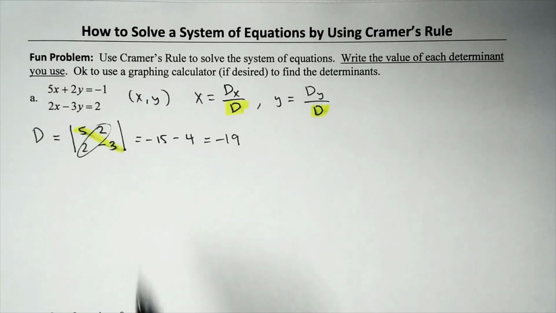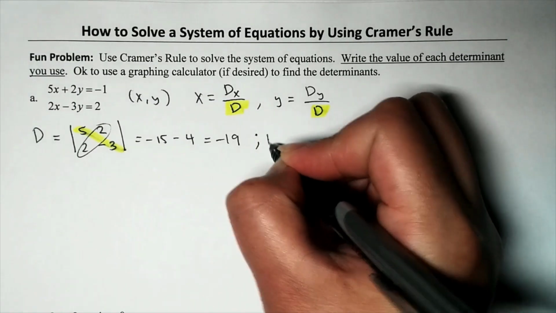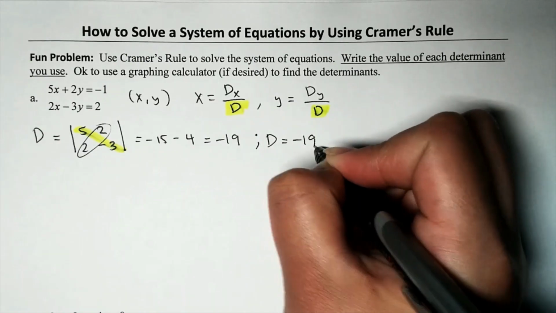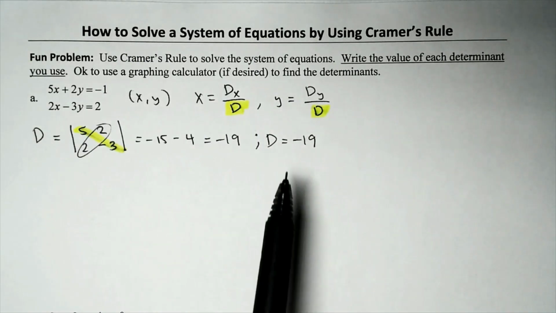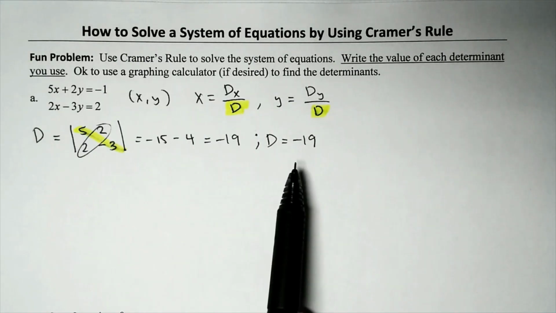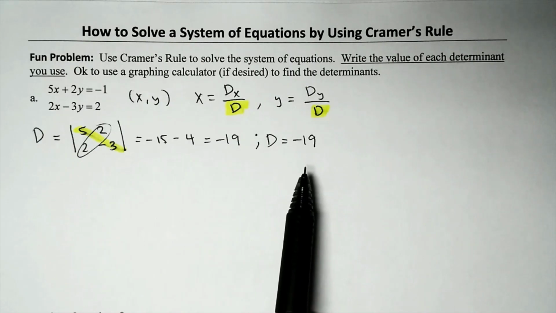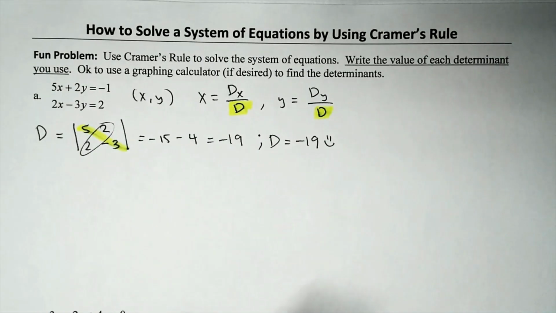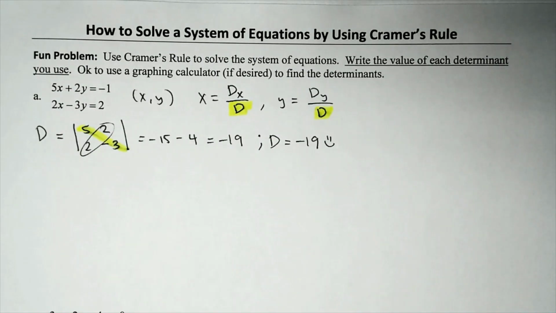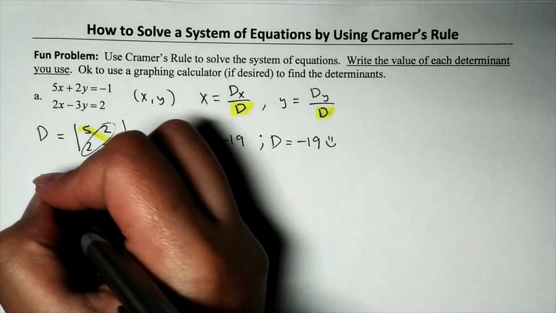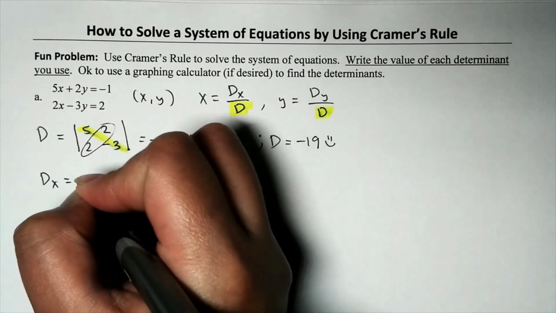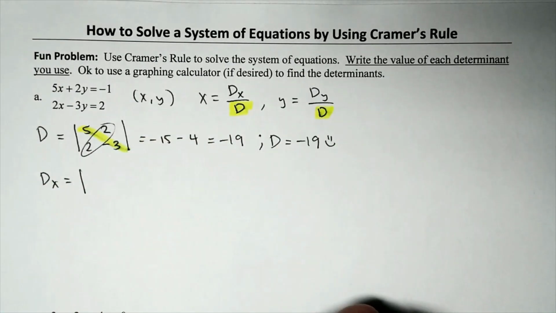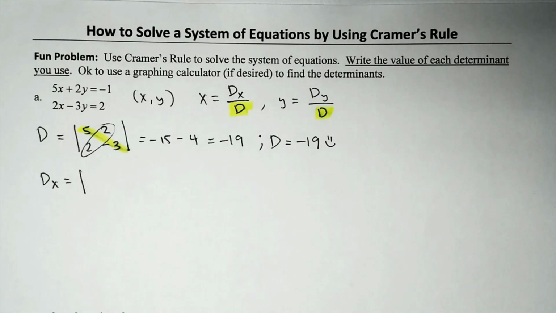This is good enough for me, but as a student, having D equals work equals -19 is a little bit tough on the eyes. So let me put a semicolon and write it down, so I can see right away that the determinant of the coefficient matrix is -19. That doesn't equal 0, so that makes me happy. That means I can use Cramer's rule. Let's find Dx. Dx is the determinant formed when we replace the x column values with the answer column values.